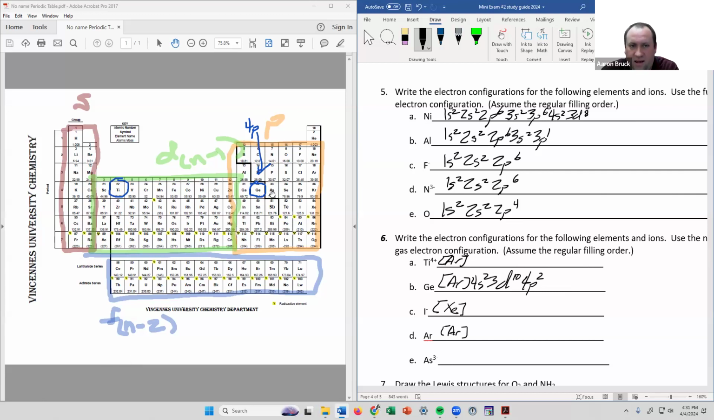Arsenide, As -3. Okay, arsenic is right here. Arsenide would be 3 more electrons, so 3 to the right, 1, 2, 3. That puts us on krypton. Krypton's a noble gas, so we do that, and we're done.